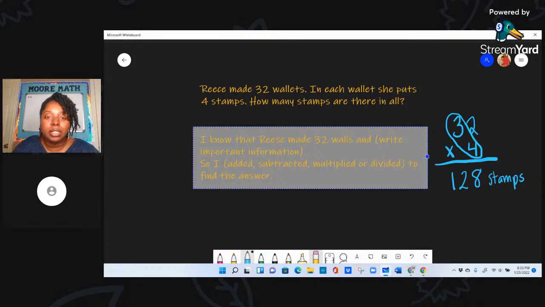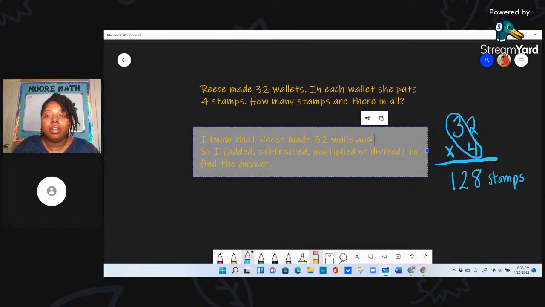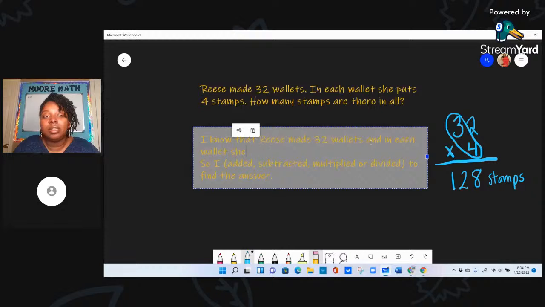And what else did they tell us? How many stamps are in all? That's not what else they told us. So when we say I know, we're not talking about the question. We're just talking about what information they gave us. So I know that Reese made 32 wallets. And what else did they tell us? In each wallet, she puts 4 stamps. Good. We're just repeating what they told us.